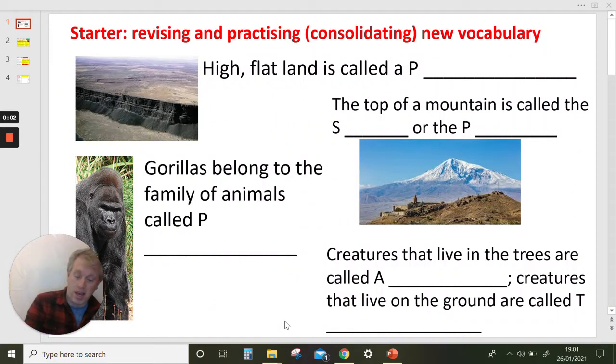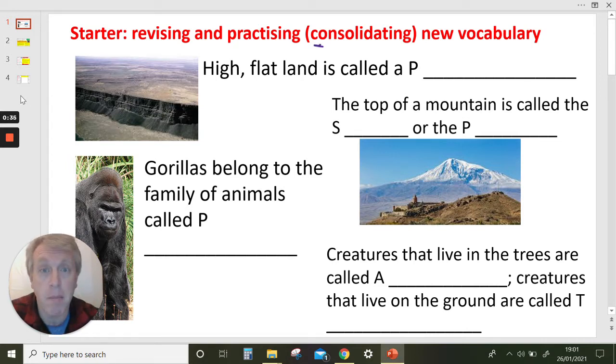Hello everybody! Well, it's our next English lesson and we're going to be looking today at the kind of scientific words and more formal style of writing that we would use when we're writing a scientific text or a scientific report.